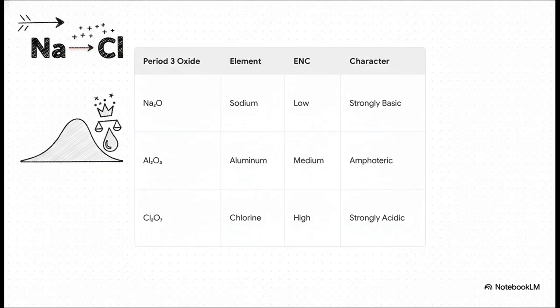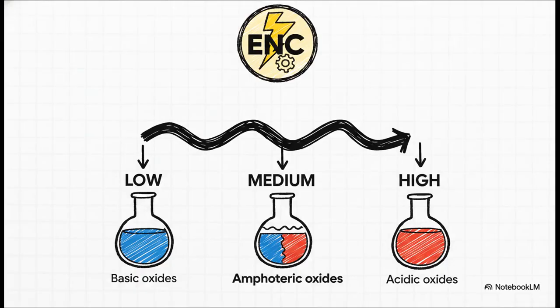And look what happens to the character of their oxides. It goes from strongly basic to amphoteric in the middle, that means it can act like an acid or a base, all the way to strongly acidic. The trend is perfect. So the big takeaway here is that ENC is the engine driving all of this. Low ENC leads to basic behavior, high ENC leads to acidic behavior.